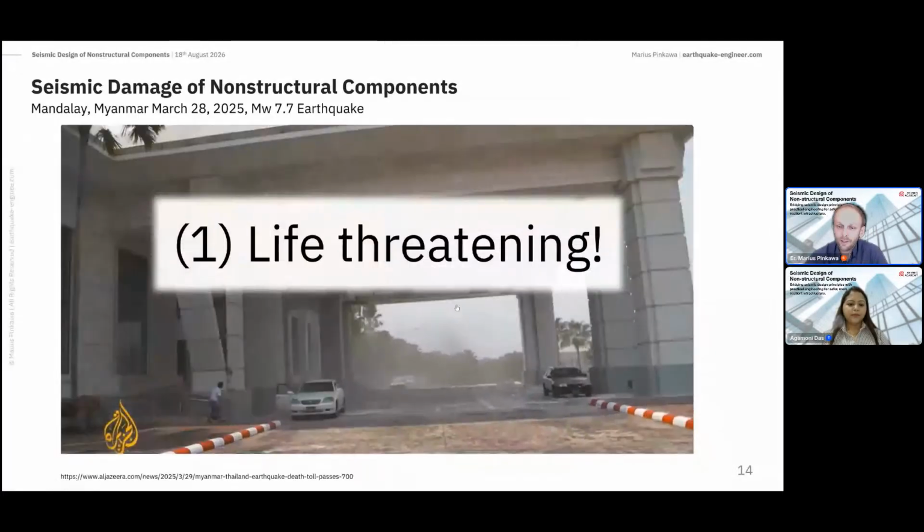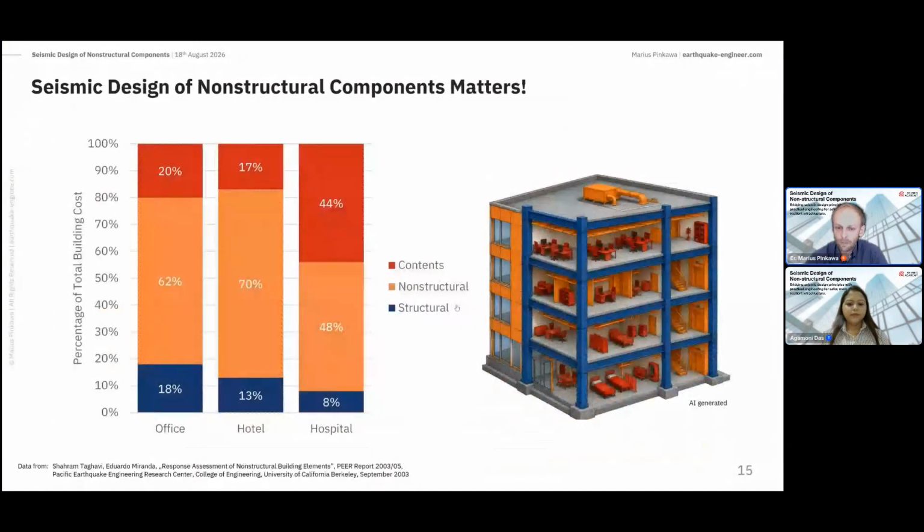The second issue is the costs. Looking at the investment costs of the total building, you will see that the structural system is only a small fraction, about 10 to 20%. Of course, it depends on the building structure. But for these three examples, you see the structural system itself is not a high fraction of the total investment costs. It is very much about the non-structural components and also the content.